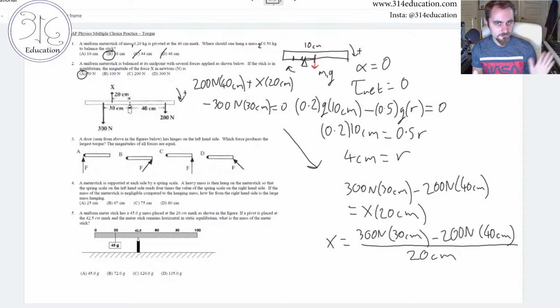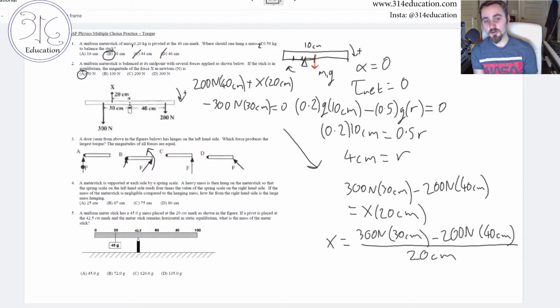Again, feel free to use a calculator. That will be an option on the actual AP test. So 3 is more of a conceptual one. We're given 4 different door handles, or door hinges, I guess, and we want to rotate them around. This point is going to be our fulcrum here. We want to swing the door open that way, and we want to know which one of these forces is going to give us the largest torque.